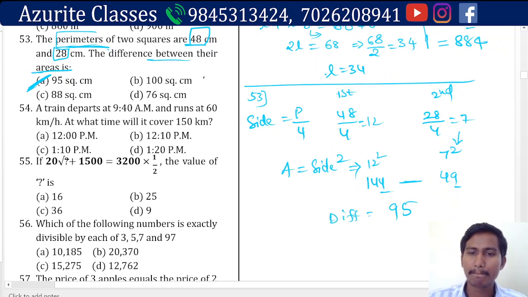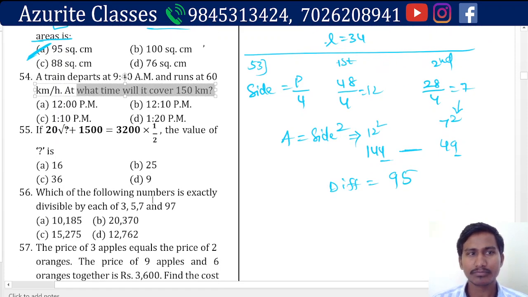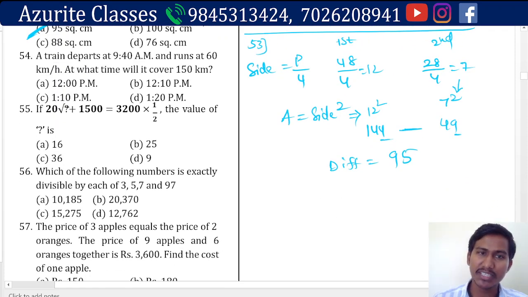Got it? Next, 54. What is the 54 question? A train departs at 9:40 a.m. and runs at 60 km per hour. What time will it cover 150 km? So we have to find the time here, right? Speed is given, time we have to find. Okay, so 54.